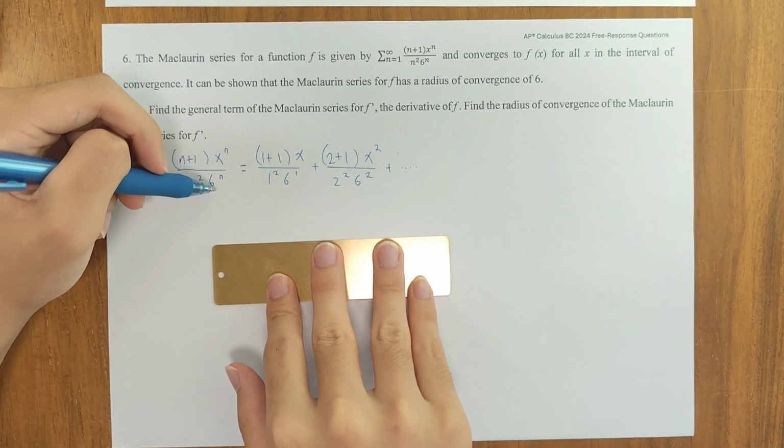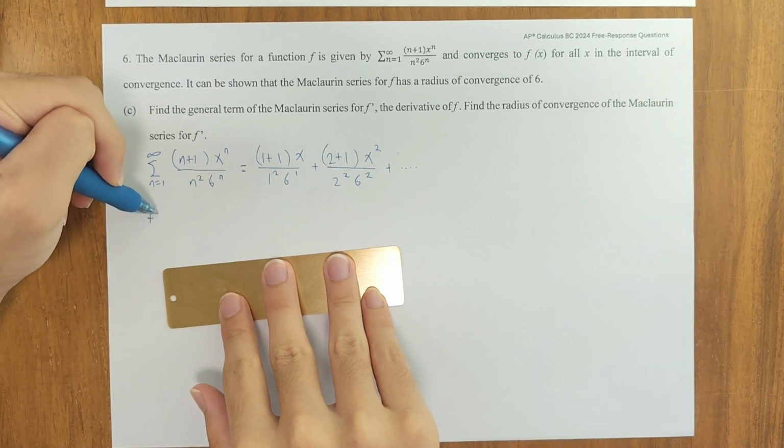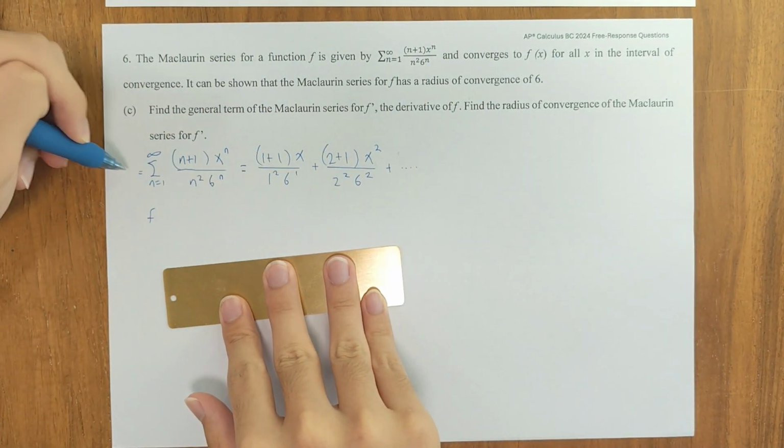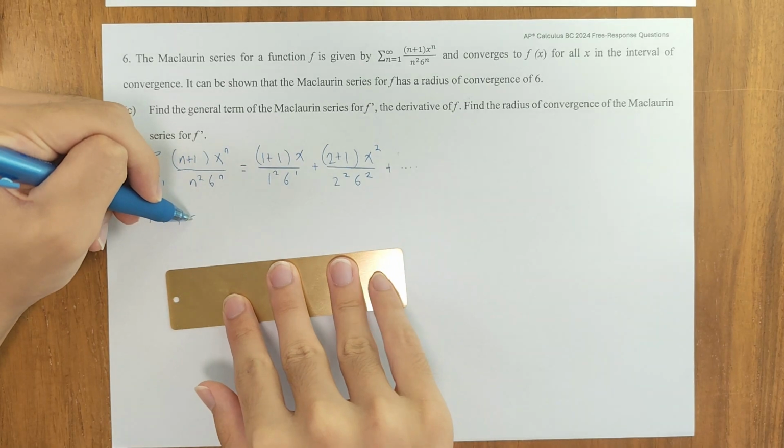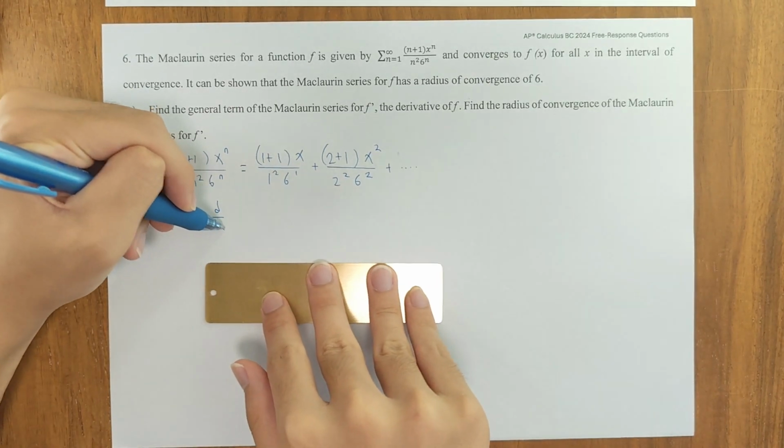Now if we differentiate this series, so this equals f(x). Now f prime of x equals this.